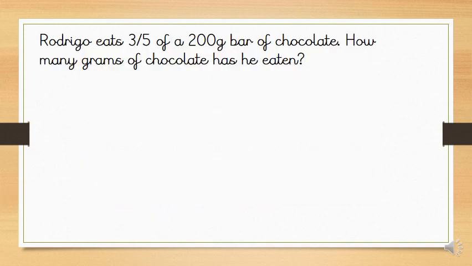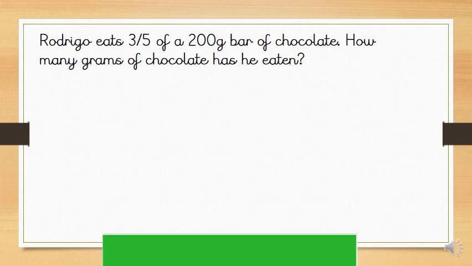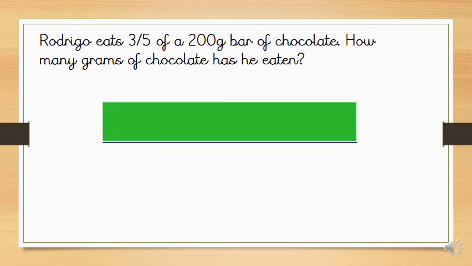Right, so let's have a look at this question. We've got Rodrigo eats 3/5 of a 200-gram bar of chocolate. How many grams of chocolate has he eaten? So first thing we need to do, let's build a picture in our mind. We've got our bar, okay, and our bar is worth 200 grams of chocolate. So the whole thing is worth 200 grams.